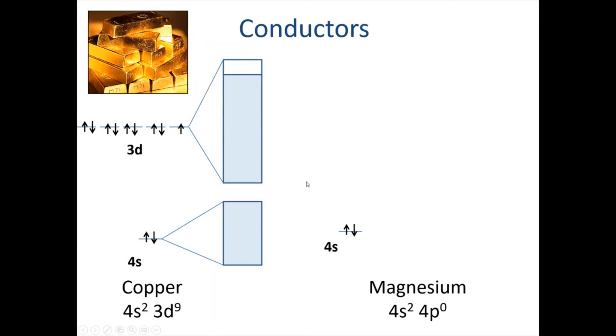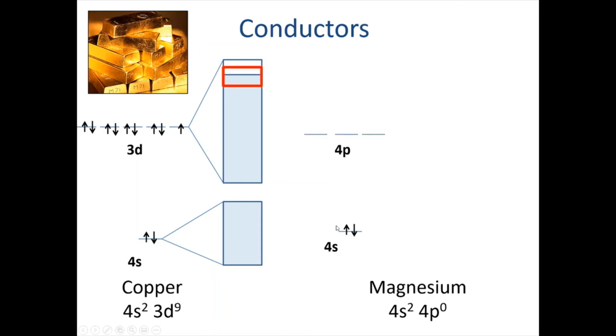So that makes sense. But here's the problem. What about magnesium? Magnesium is a metal and it's conductive. But if you look, the 4s electrons would completely occupy the s band. So we shouldn't have any conduction here, because if a band is totally full, there's nowhere to put electrons in. It doesn't work. So what happens? How does this actually conduct?